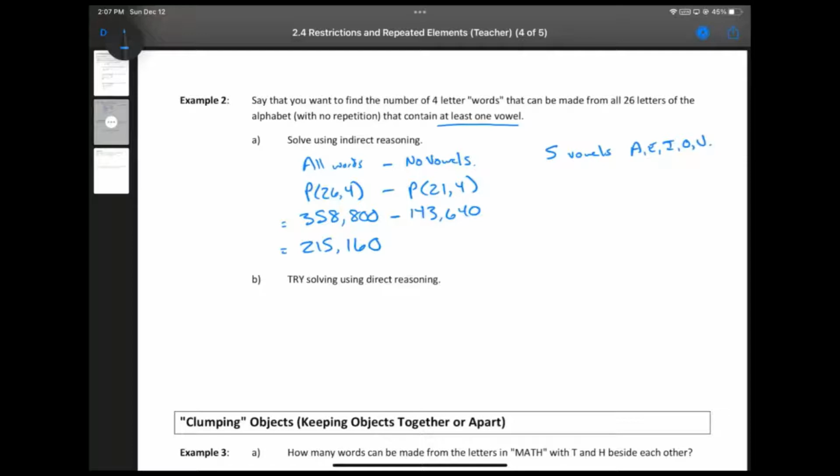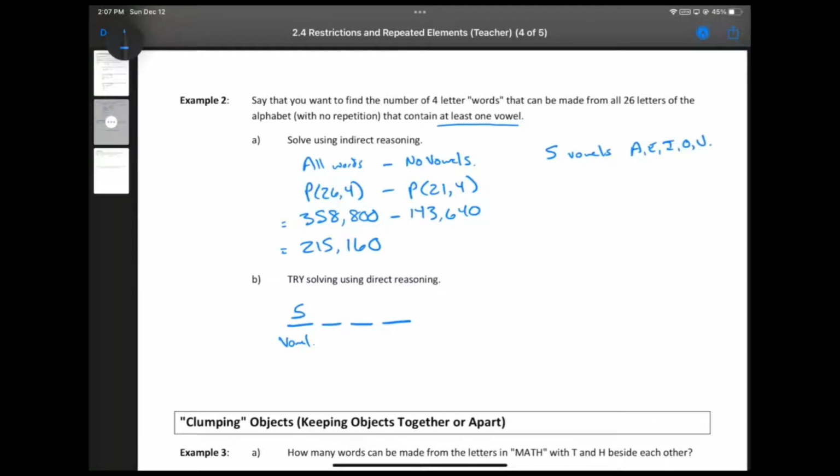Okay, now part B, I put down try solving this using direct reasoning. I'm going to talk you through this one. I'm not going to write a lot down, and I think you'll see why. We have to make a 4-letter word that has at least one vowel. So let's assume that the first letter is a vowel. So if the first letter is a vowel, I have 5 options for that.